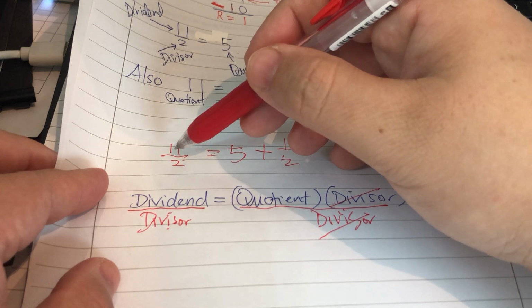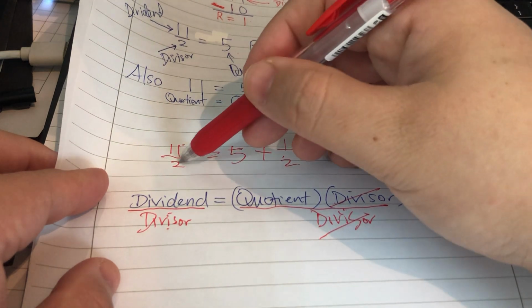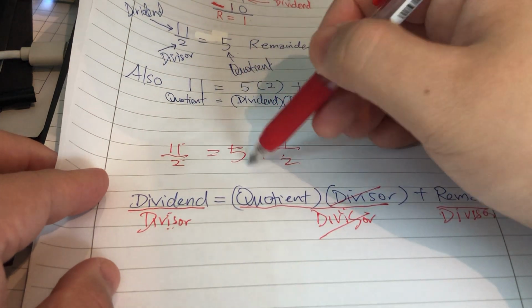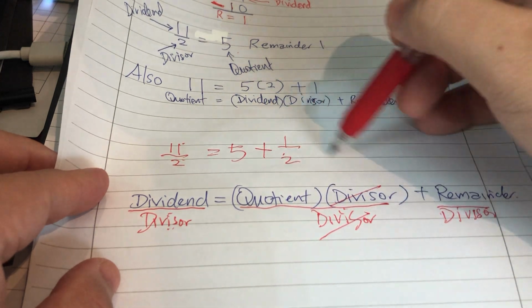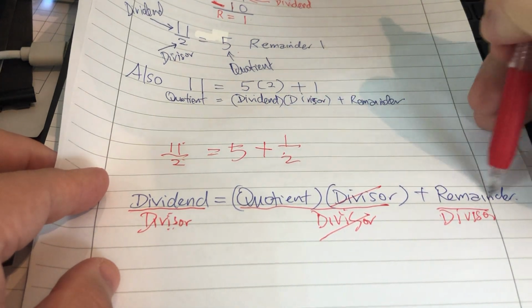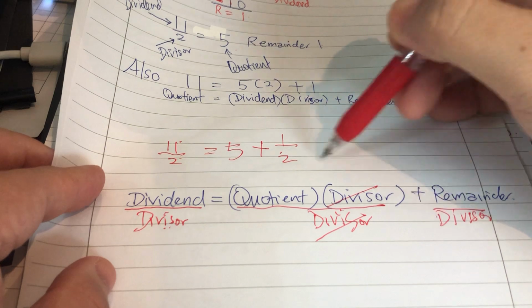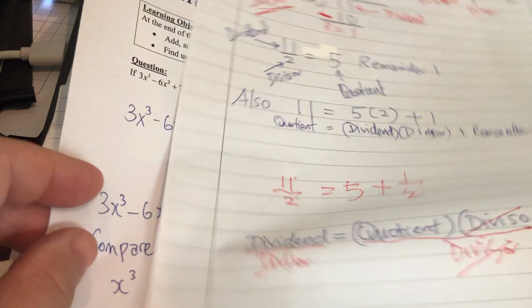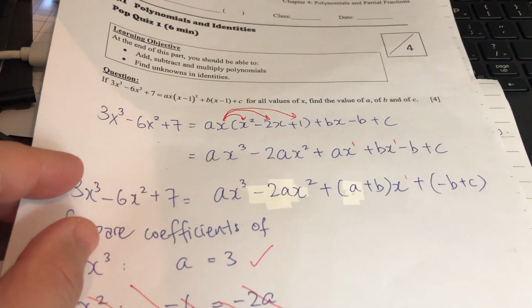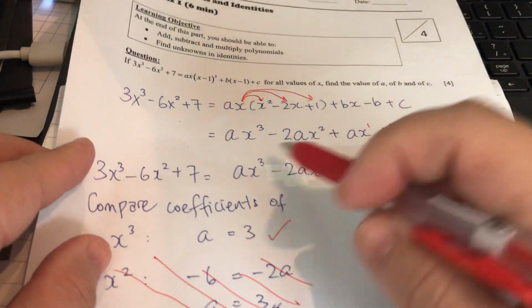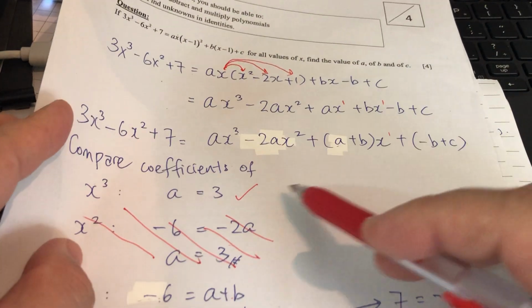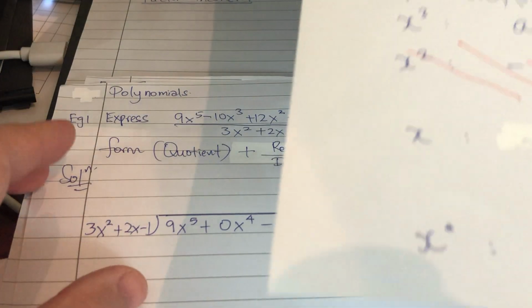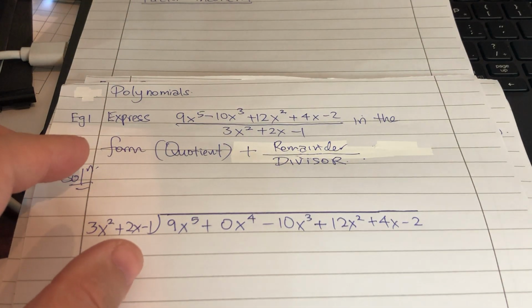So this is what we call the dividend. 2 is the divisor, 5 is the quotient, and the remainder is the 1, and the divisor is 2. Yeah, so I hope you are clear about that. So we more or less did one last thing, and we compared the coefficients, okay? And we also did a long division question, all right?